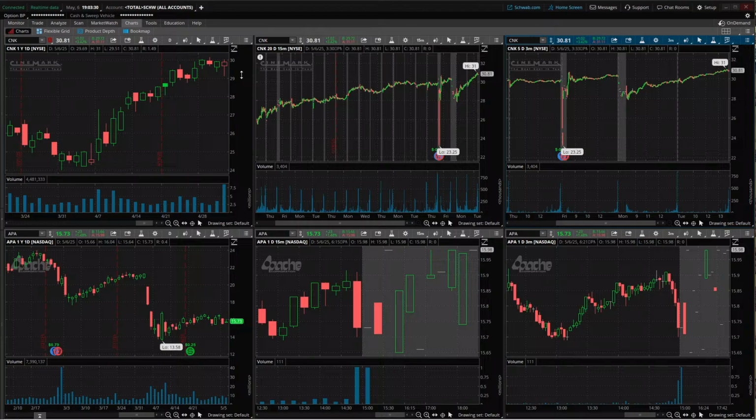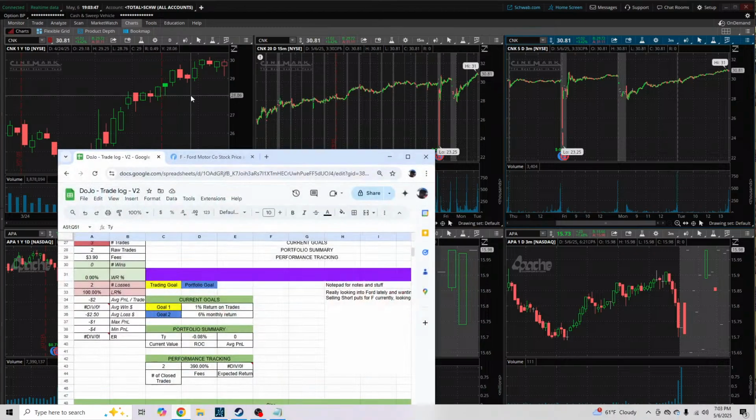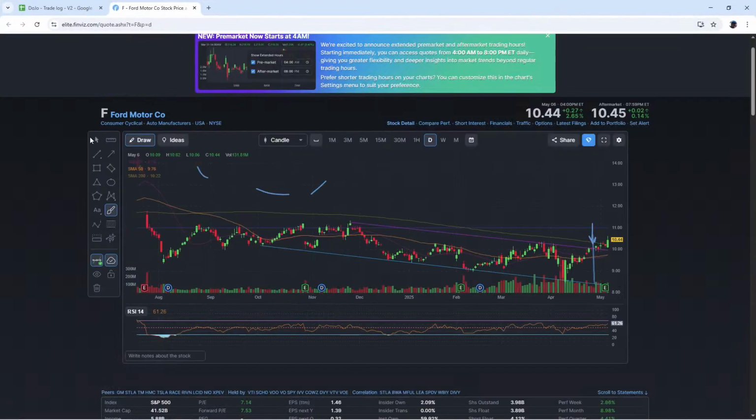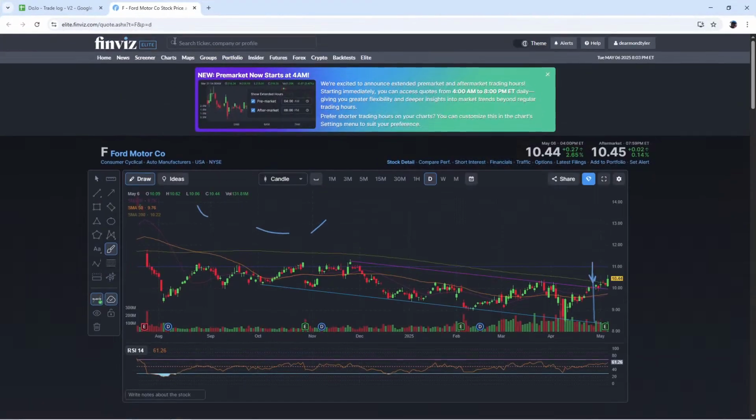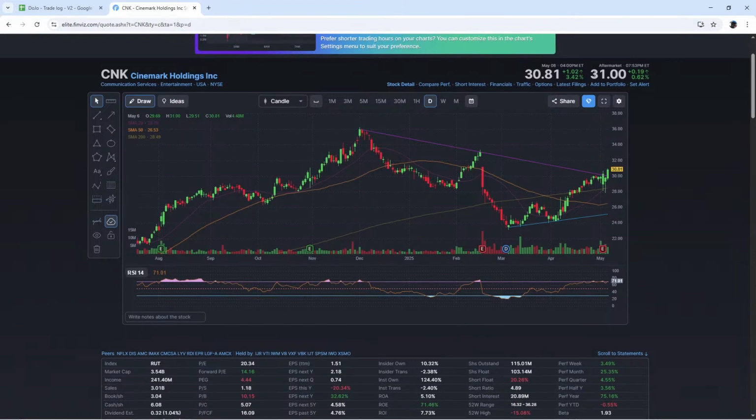So I'm looking at Cinemark and I'm looking at APA. APA is a current position that I have right now in the calls, but Cinemark is something that stood out to me a little bit here. It's interesting. I was looking at them on FinViz as well, just because I like to use FinViz. It's a good web platform, honestly.